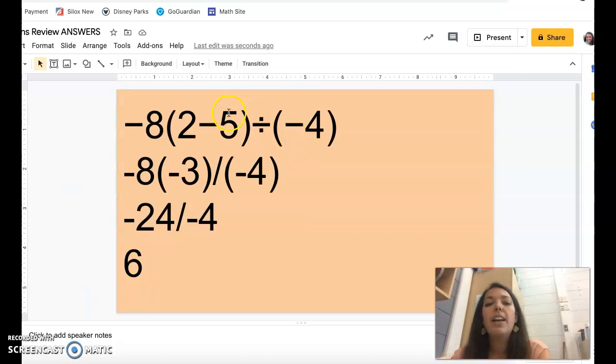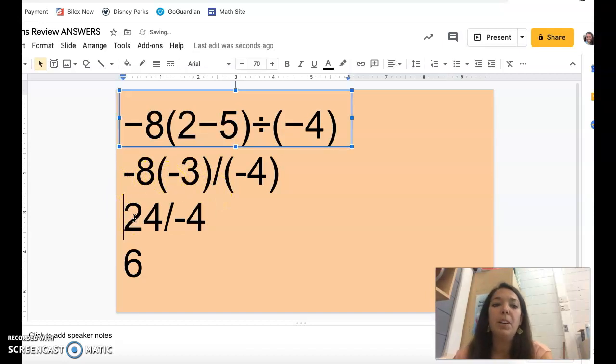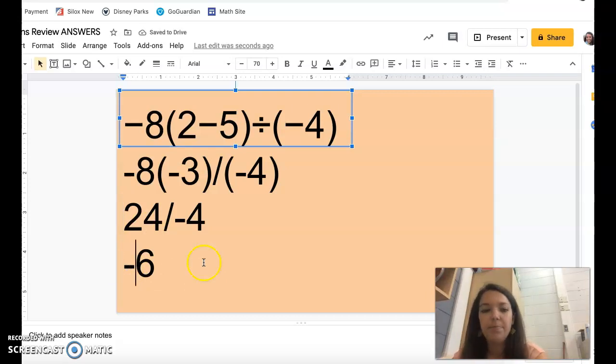Number 6. We do parentheses, so that would be 2 minus 5, which is negative 3. And then you multiply and divide from left to right. So we'll do negative 8 times negative 3, which is positive 24. And positive 24 divided by negative 4 is negative 6.